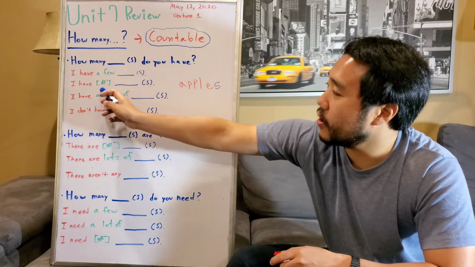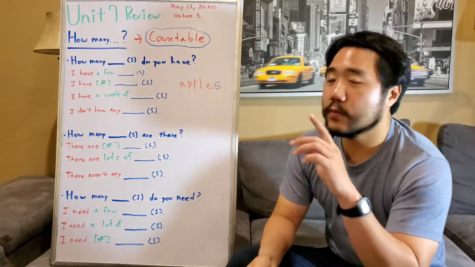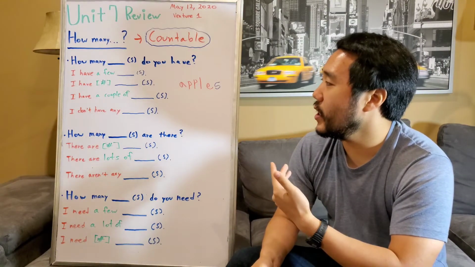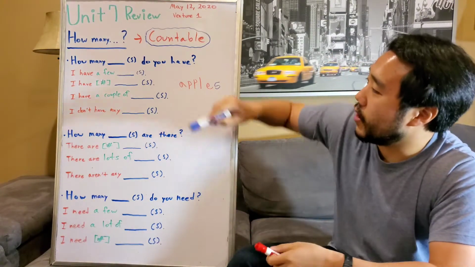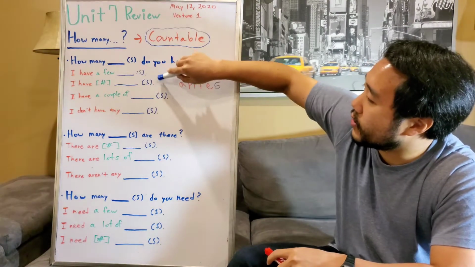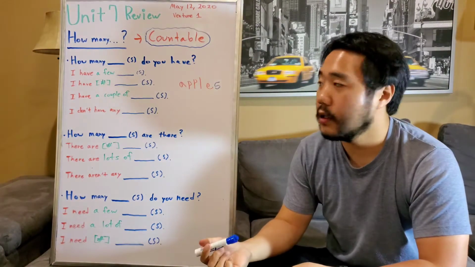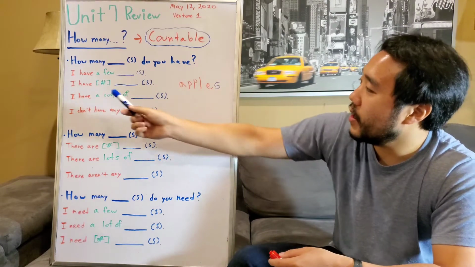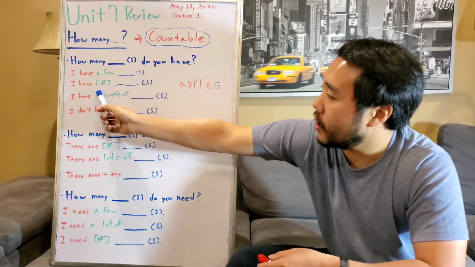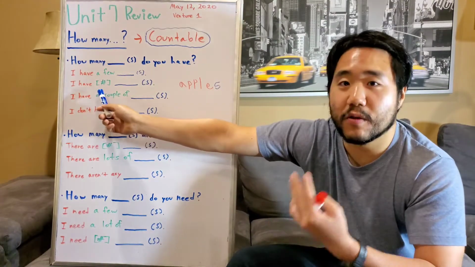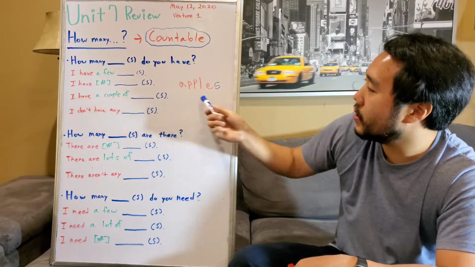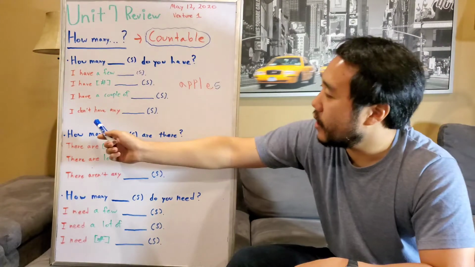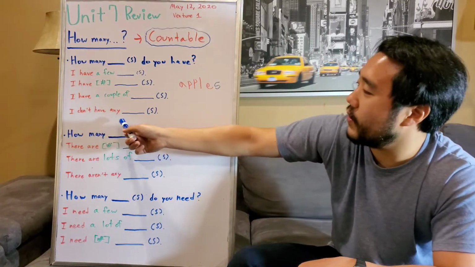Here, we can use a specific number. So if it's more than 1, let's say 3. I have 3 apples, right? For these answers, you have to use a plural form. So the question starts with how many apples do you have? I have a few apples. And if there are more than 1 apple, I say, for example, I have 3 apples. I have a couple of apples. And here, I don't have any apples.